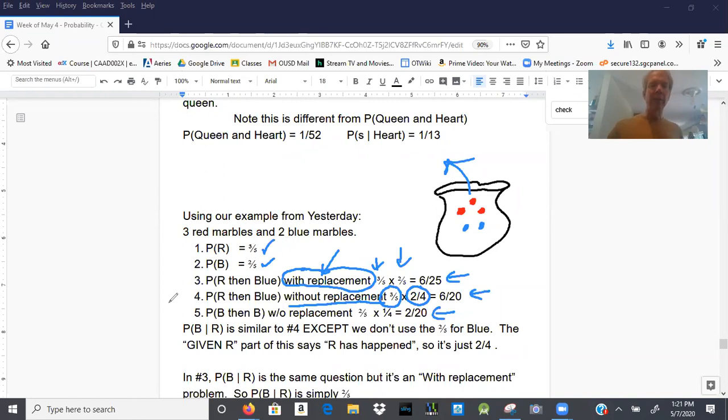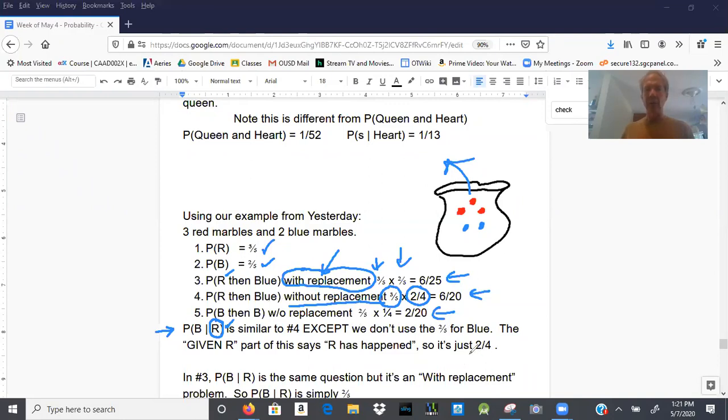Now, the reason I bring this up is this one right here is very similar to number 4 here. So red's the first event. This says red has already definitely happened. So it's simply saying, what is the probability of blue if red has definitely already happened? This is the first event. It's already happened. What's the probability of blue? And so it's not 2/5, because we're doing it without replacement. We're keeping it out of the bag.